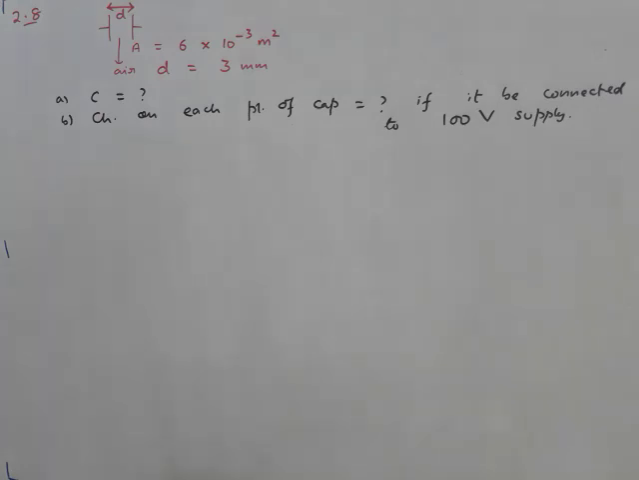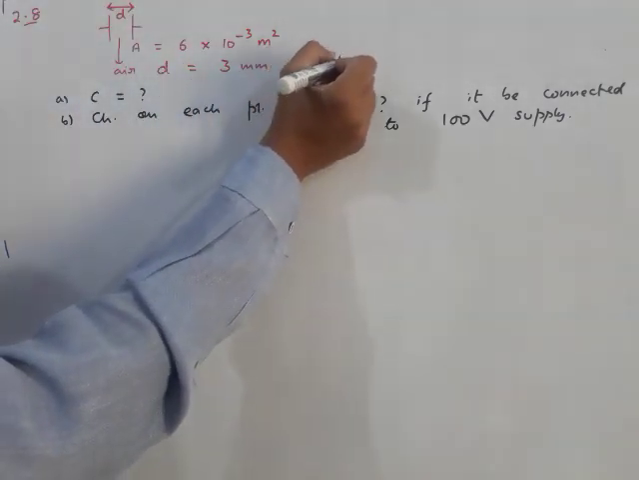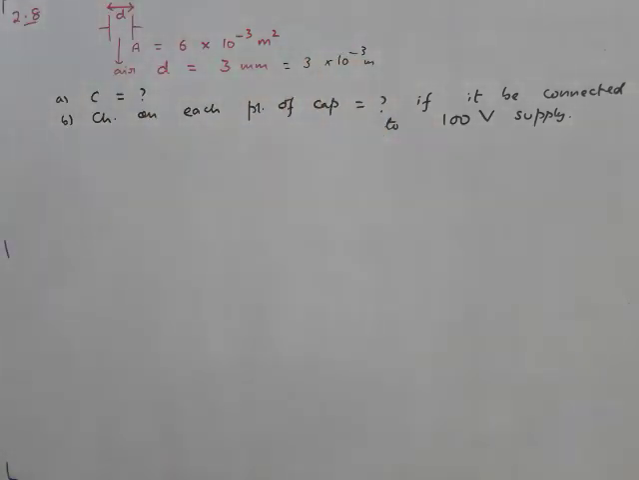Question number 2.8 is the next one. The question is like this: in a parallel plate capacitor with air between the plates, each plate has an area of 6 into 10 to the power minus 3 meter square. Distance between the plates is 3 millimeter. So 3 millimeter we can write as 3 times 10 to the power minus 3 meters. Part A that is asked: calculate the capacitance of the capacitor.